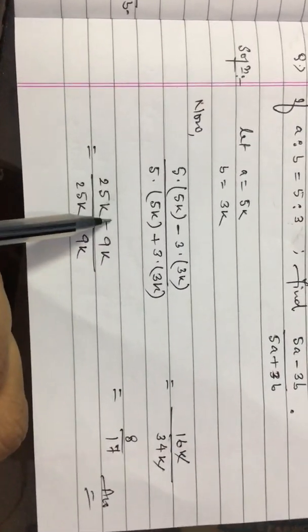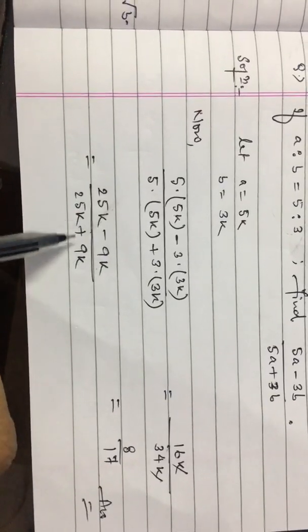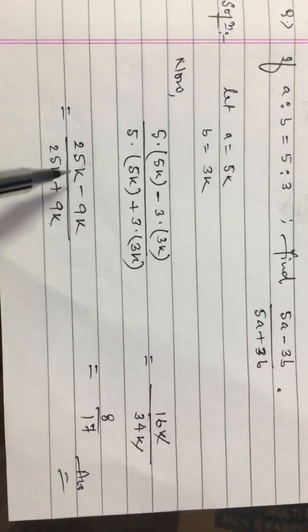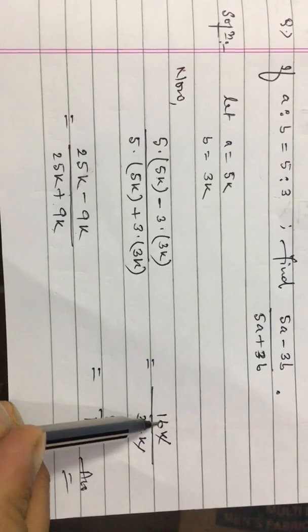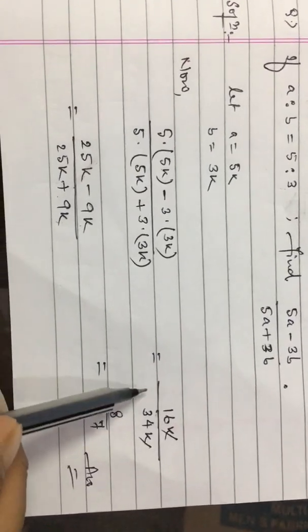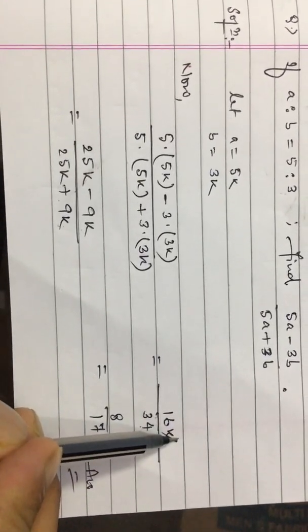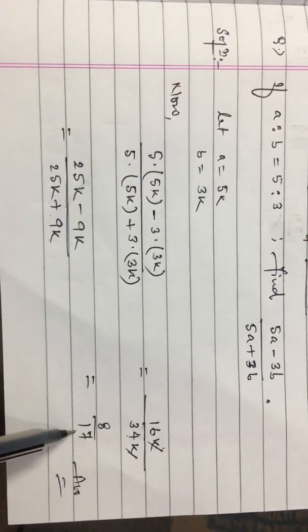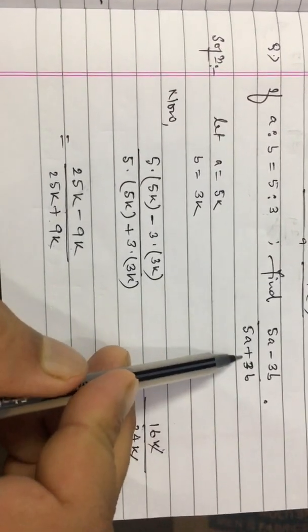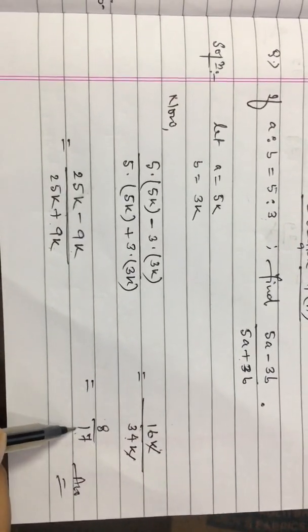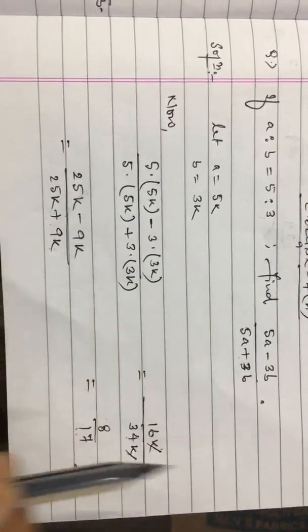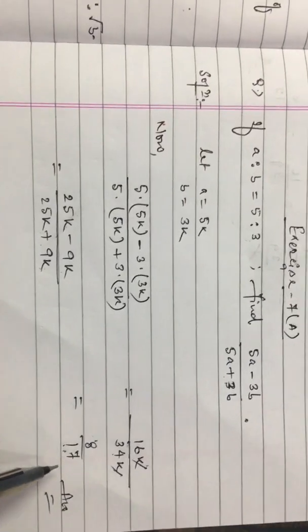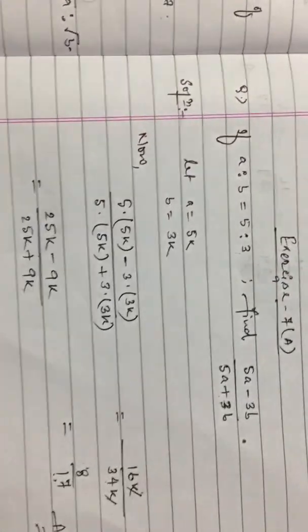5 5s are 25K, 3 3s are 9K. 5 5s are 25K plus 9K. 25 minus 9K, that is 16K, and 25K plus 9K, that is 34K. K cancelled. 2 8s are 16 and 2 17s are 34, so 8 by 17. If your question is in the fraction form, write your answer in the fractional form. If your question is in the ratio form, write your answer in the ratio form. That is very strict, so you have to keep this in mind.